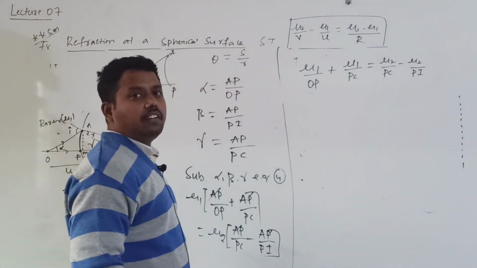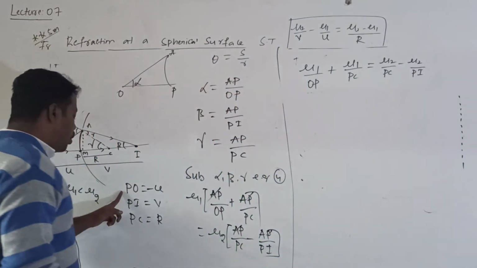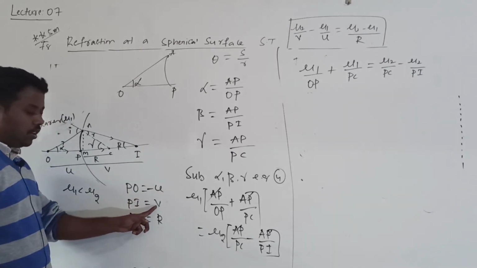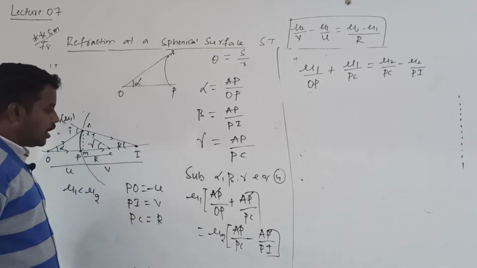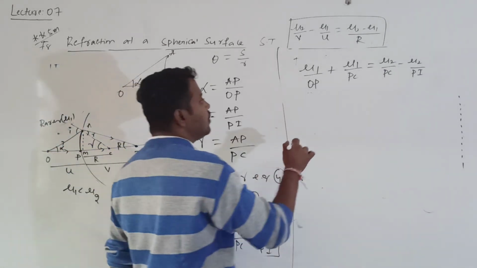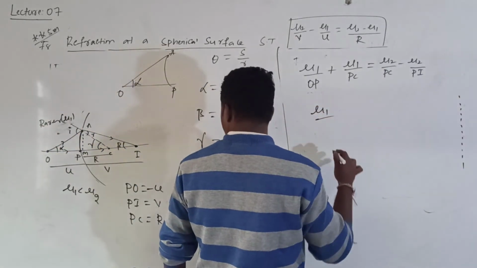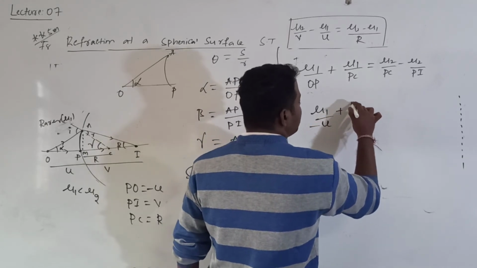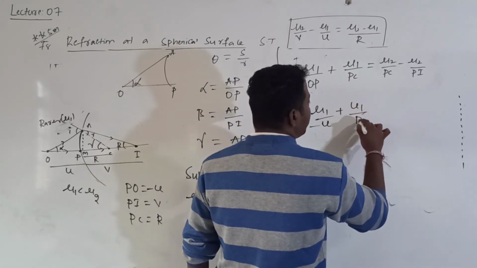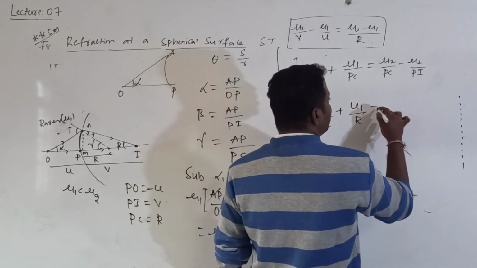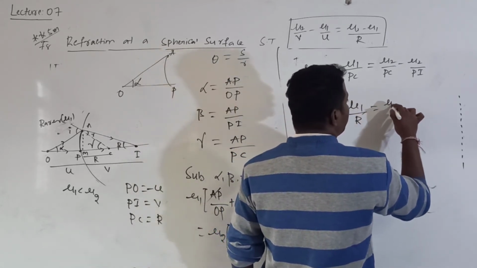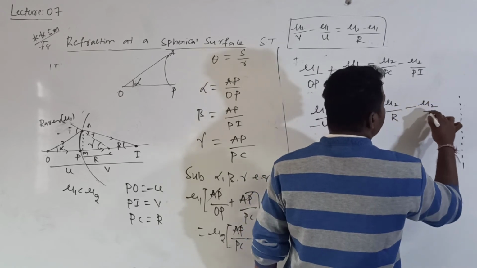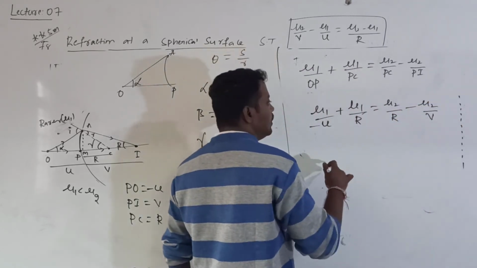Now, can I substitute the values? We know OP or PO is equal to minus U, PI is equal to V, PC is equal to R. So then what will I get as the answer? Mu1 divided by OP value minus U, plus mu1 divided by R, is equal to mu2 divided by R minus mu2 by PI value plus V.